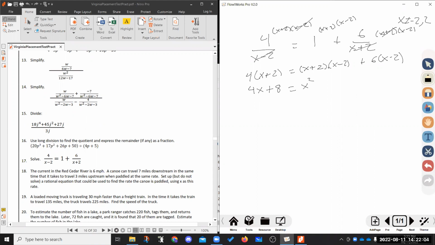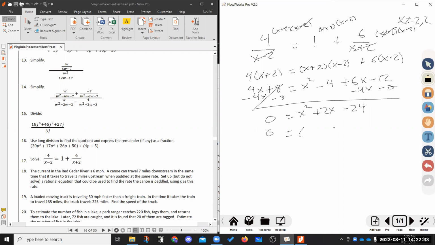So x squared minus 4 plus 6x minus 12. Now I'm going to get everything over to the x squared side. So I'm going to subtract 4x. I'm going to subtract 8. So I get 0 on this side. x squared plus 2x minus 20 minus 4 is negative 24.